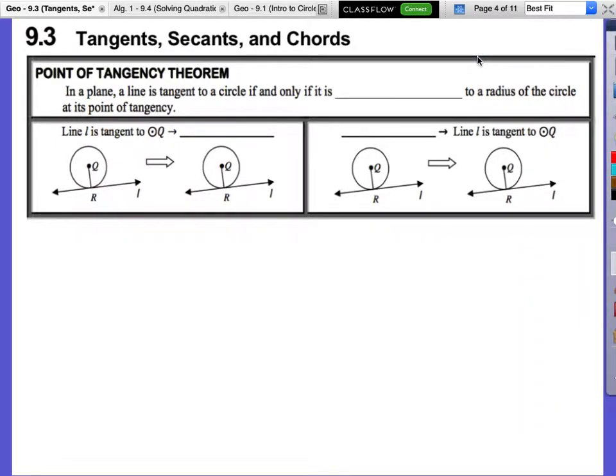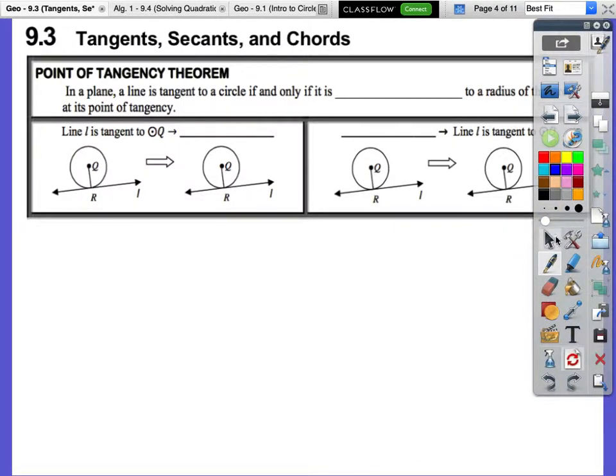Okay, let's talk about these different theorems. Students will be able to use properties of tangent, secant, and chord. We talked about what those were in section 9.1 about a week ago, and we're finishing up this section today. We talked about the idea that if a line is tangent to a circle, it's perpendicular to a radius.